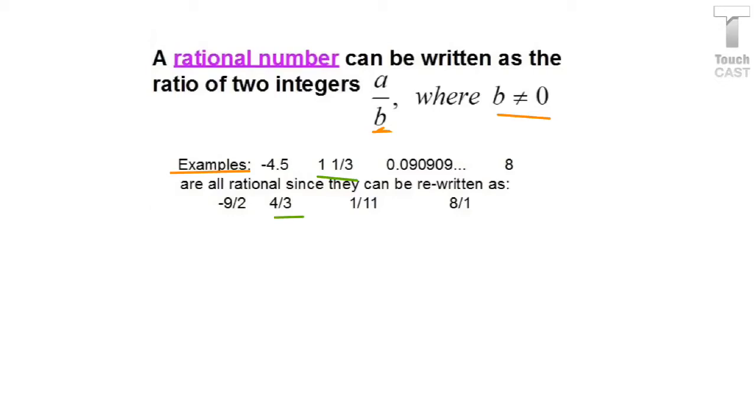If you have a repeating decimal, like you have here, that is going to be the same thing as 1 over 11. The number 8, that's the same thing as 8 over 1. As long as it's something that can be represented as a fraction, then that means it's a rational number.